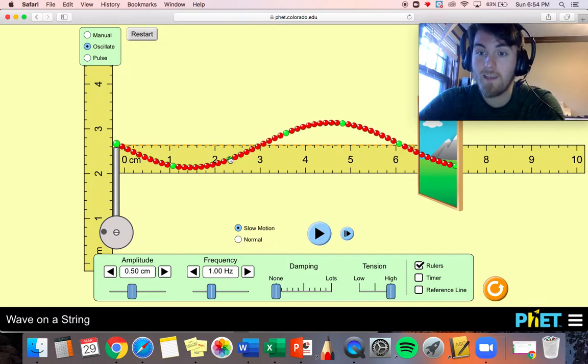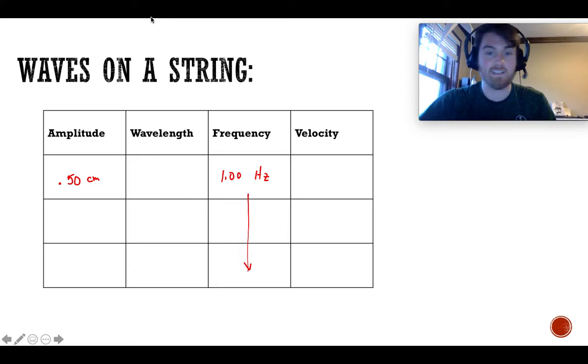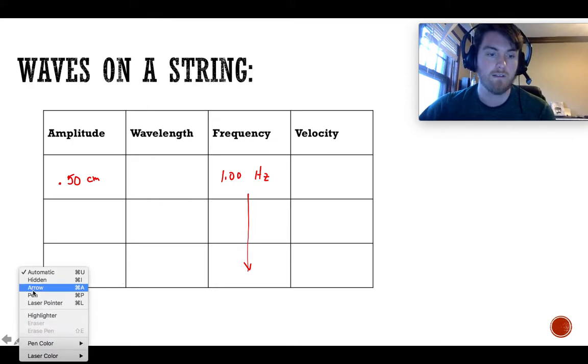Now think, a wavelength includes one crest and one trough. It has to be back to the original section of the wave. So my wavelength here is all the way down to the 3 centimeters for my trough, and then up to, I'd say, 6.1 centimeters is going to be my wavelength. So I'm going to go back over here and write down that 6.1 centimeters as my wavelength.